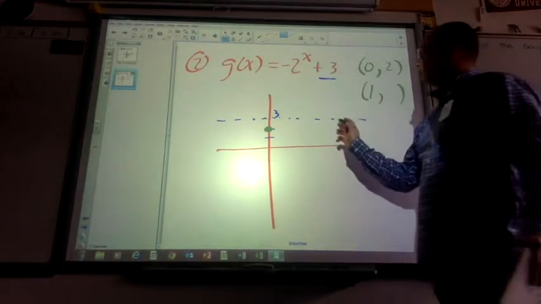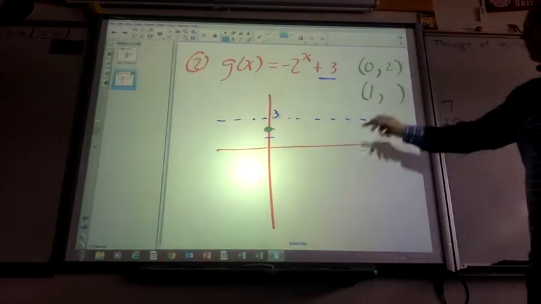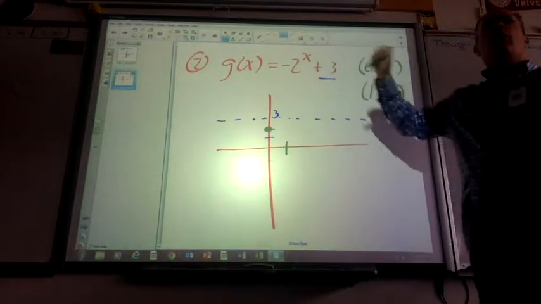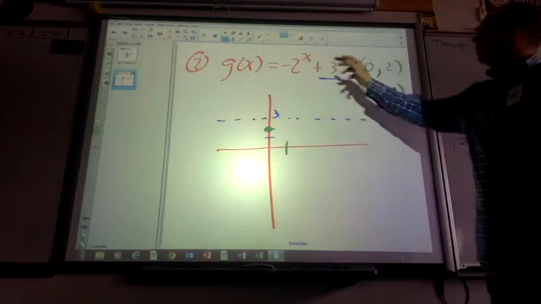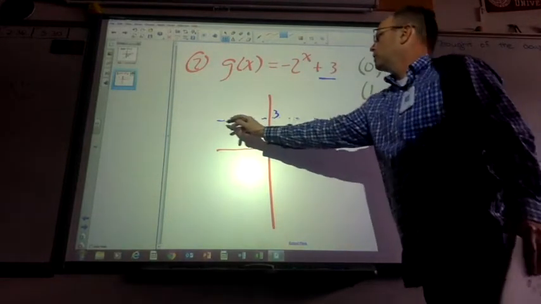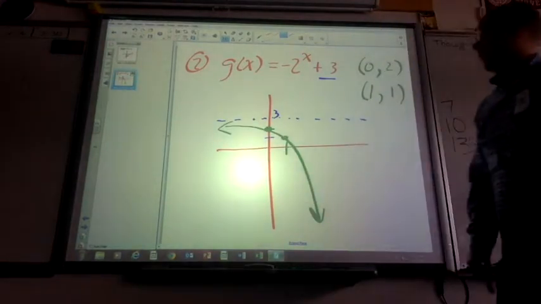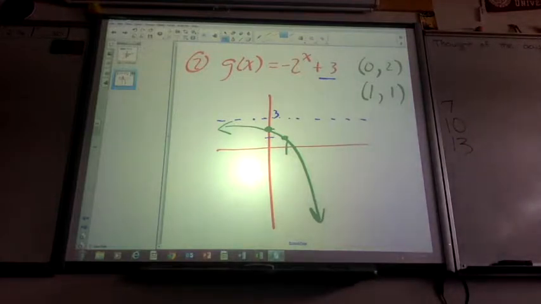Now, the hard thing is, sometimes you can't remember how these open. So this either opens like this or like this. But let's figure out. So let's plug 1 in. We're going to see. So I get 2 to the first power is 2. The negative comes along, so I get -2. -2 plus 3 is +1. So this does this. Okay? That's it.